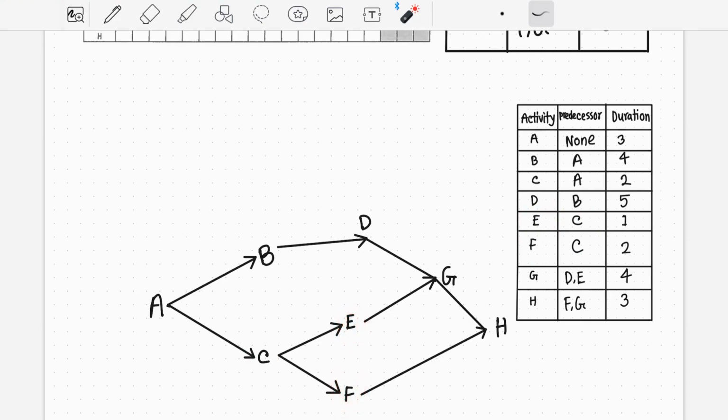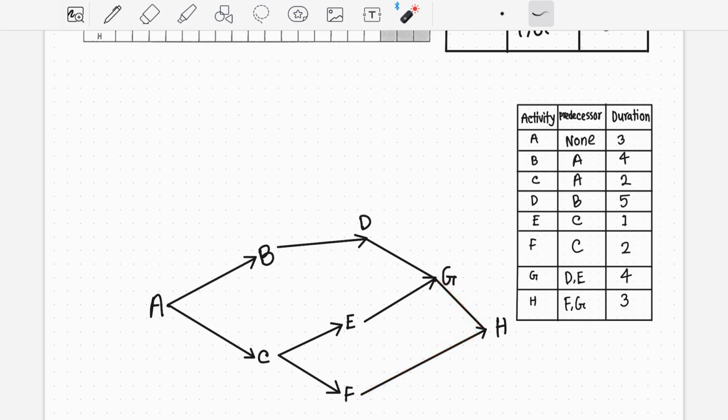In this case, we can see for the G activity, the G activity depends on D and E activity. That means D and E are the predecessors for the G activity. All right, for the H activity, the predecessors are F and also G.